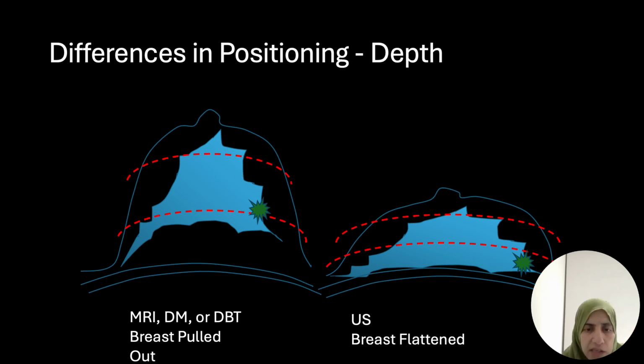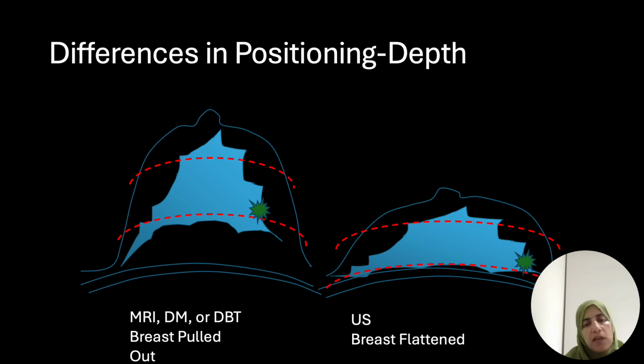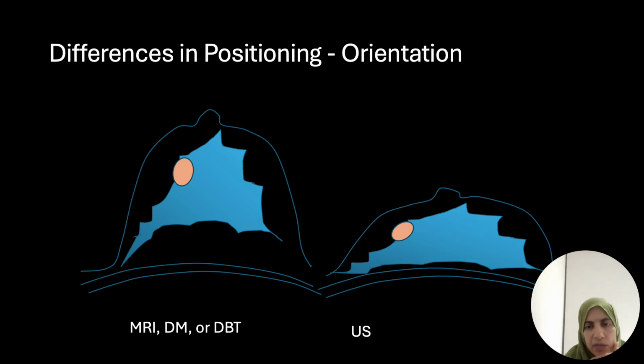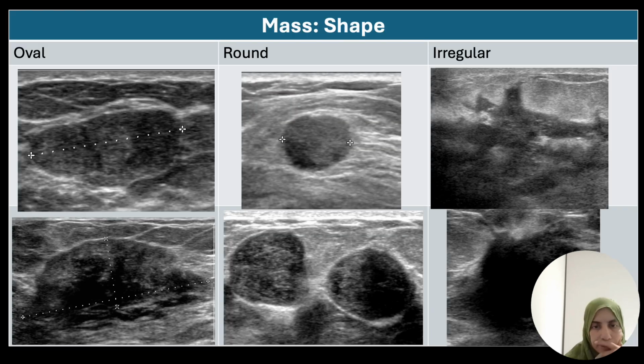So let's say this is the MRI or mammogram, and the lesion is located here. You may expect that the lesion will be a little bit more posterior on ultrasound because the breast is flattened. Similarly, it can be more centrally located on mammogram, while on ultrasound it can be a little bit more lateral or medial, depending on which breast. And even the shape: if this is an oval shape pointing toward the nipple, on ultrasound it gets directed differently.